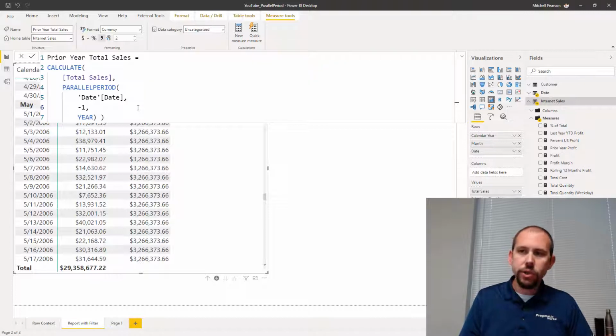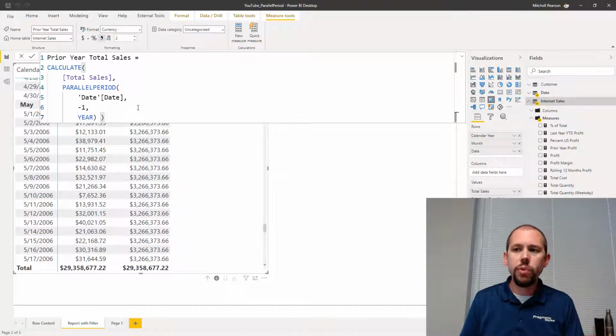But let's go ahead and hit enter here, and you'll notice that when I hit enter, we're still going to get 3.266 million in sales, and the reason for that is simply because this is doing the exact same thing that previous year was doing.